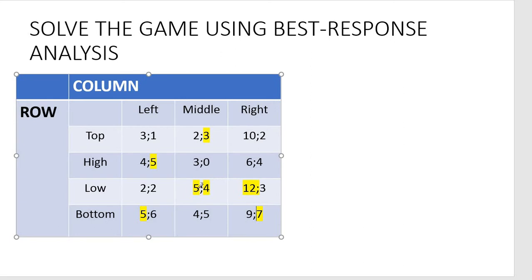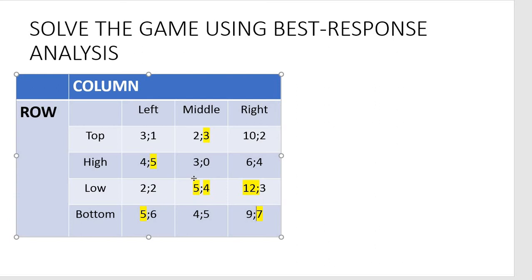Also, please take a look. Once we are in this cell, and since we have no reasons to expect the second player to deviate from middle, there are no reasons for the first player to change her strategy as well. So the first player can change from low to bottom and get 4 instead of 5. The first player can shift to high and get 3 instead of 5, or top and get 2 instead of 5.